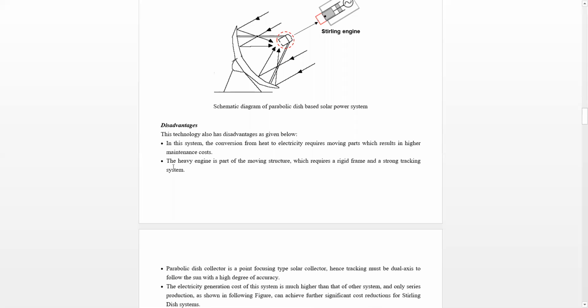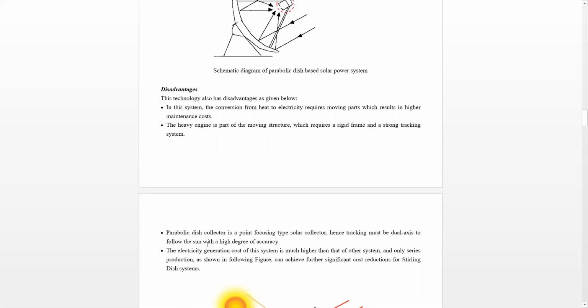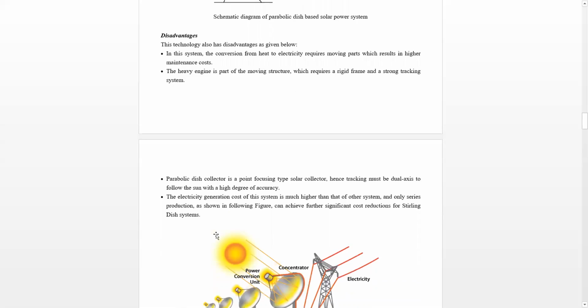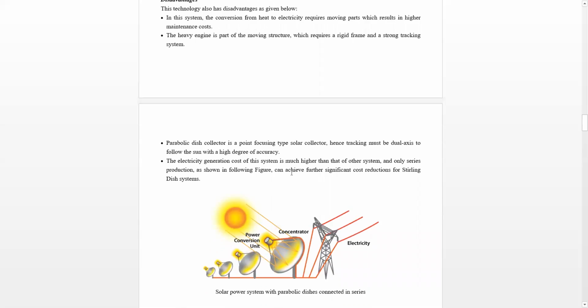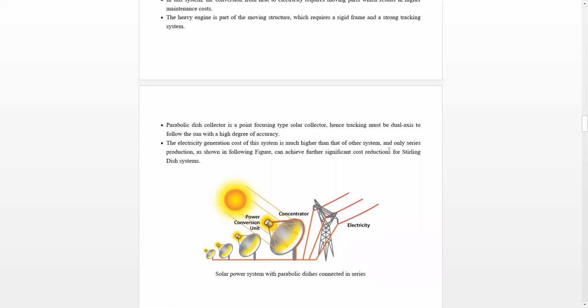The second disadvantage is that the heavy engine is part of the moving structure. This Stirling engine requires a rigid frame and a strong tracking system. Yes, so this Stirling engine is also supported on this structure itself. The parabolic dish collector is a point focusing type solar collector. Hence, tracking must be dual axis to follow the sun with a high degree of accuracy. This point I have already explained.